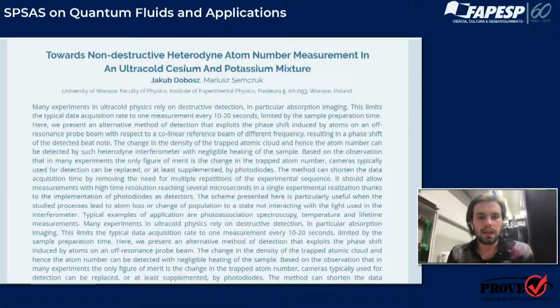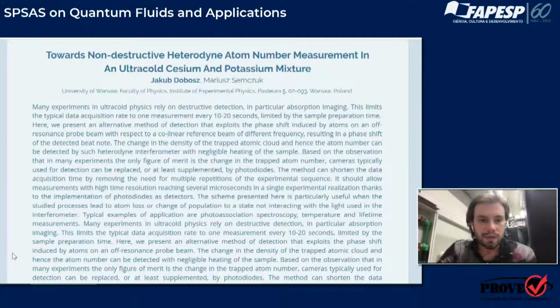So the main idea is that in phase, there's encoded some information about the interaction between the atoms and the light. And for that reason, we usually make absorption photos. But those absorption photos are heating up the atomic sample. And there is an idea to use the phase of the light, not the energy as used in absorption photos, to extract some information about the cloud.